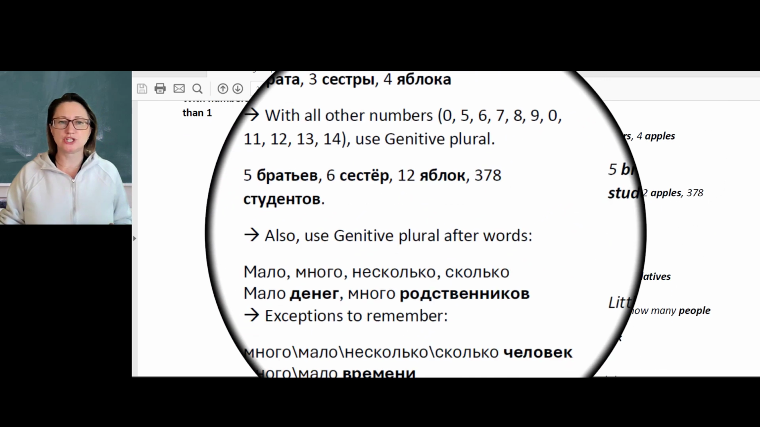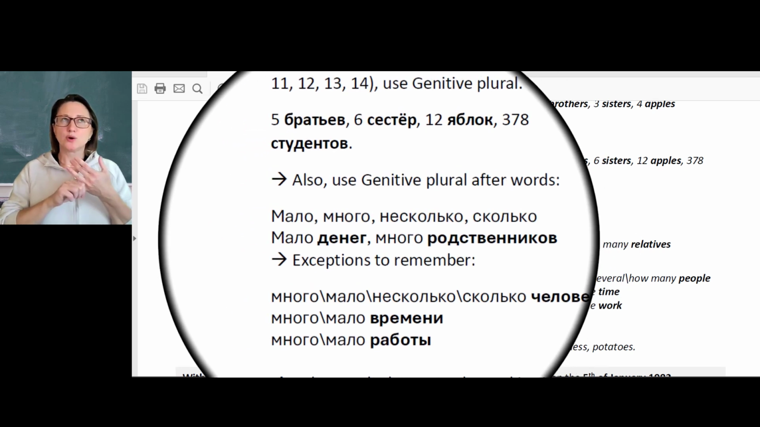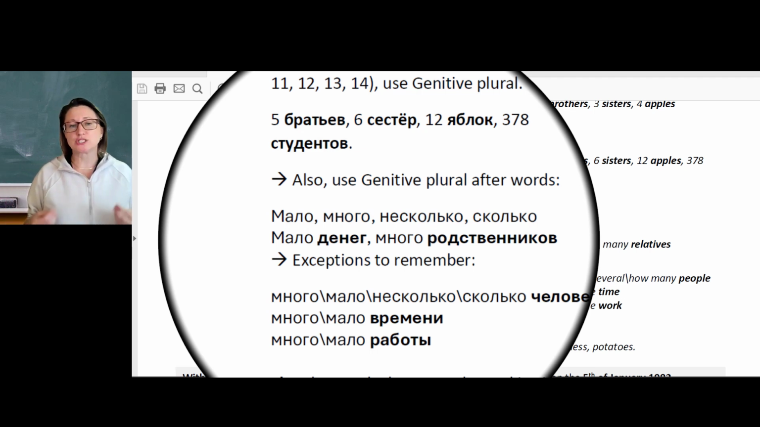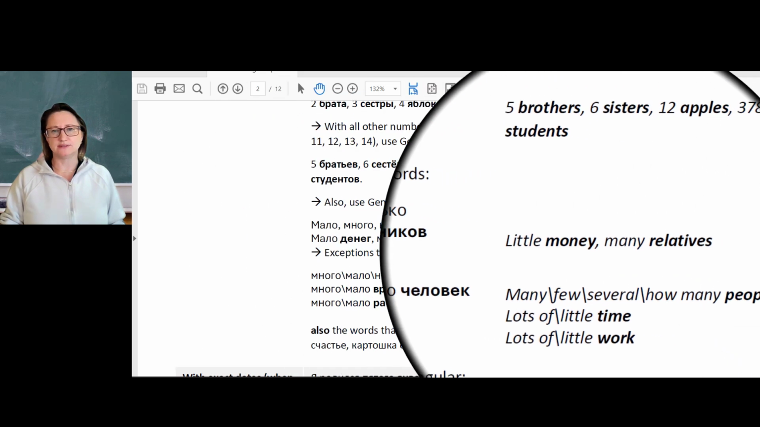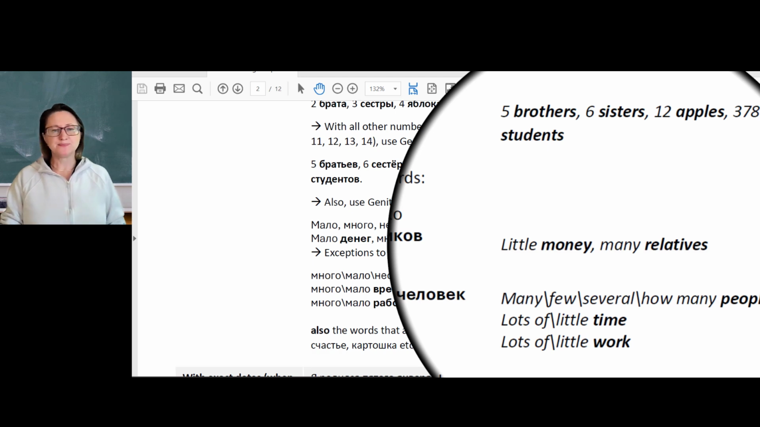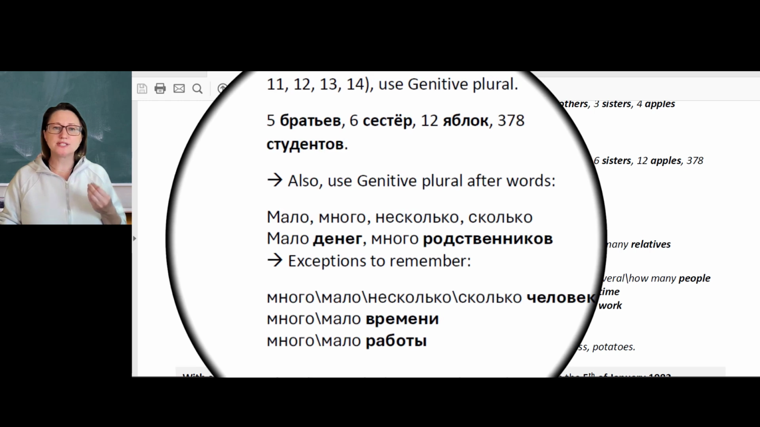We also use genitive plural forms after words много, мало, несколько, сколько. Мало means a little bit, a few. Много, a lot. Несколько, several. Сколько is in questions like how many. And here are some examples. Мало денег, много родственников, little money, many relatives, несколько студентов, several students. So with these words, we use genitive plural, but there are some exceptions.